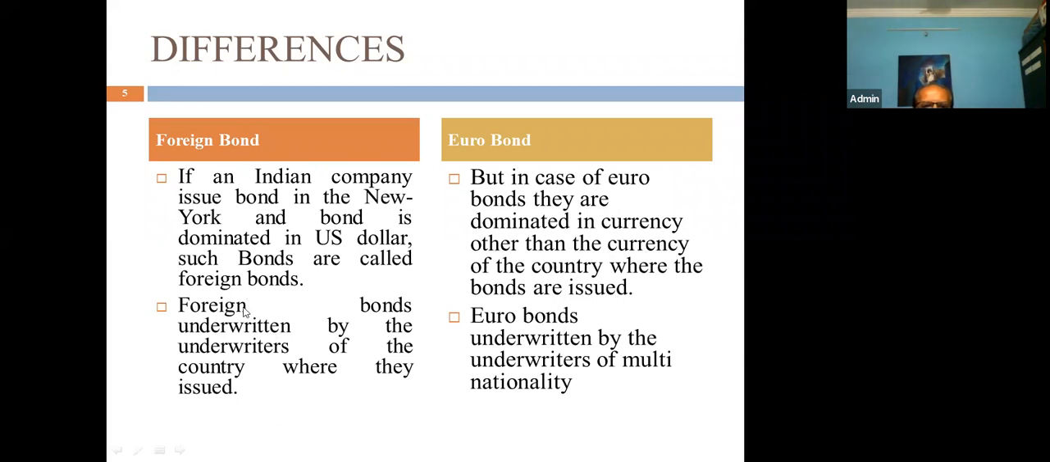Second difference: foreign bonds are underwritten by the underwriters of the country where they are issued. Now here, Tata Motors belongs to India, so it will be underwritten by India because it has been issued from India. In case of Eurobonds, they are underwritten by the underwriters of multinationality, as I told you. A Japanese company is selling their bond in America, and selling in Germany. So in case of Eurobonds, since it is multinationality, they are underwritten by the underwriters of multinationality.